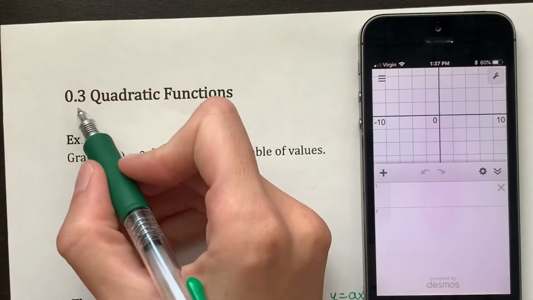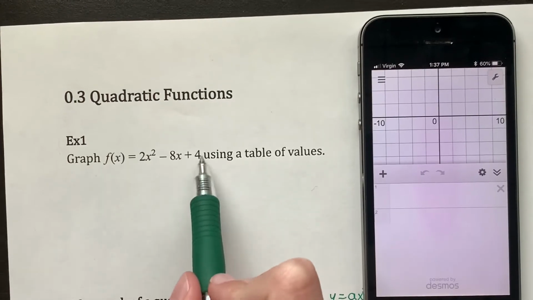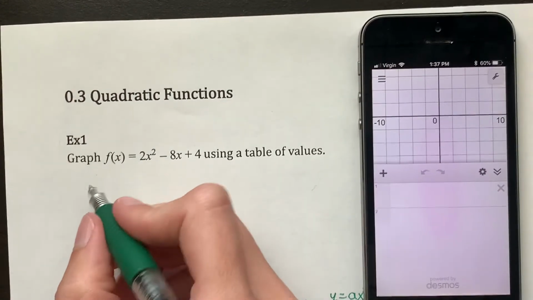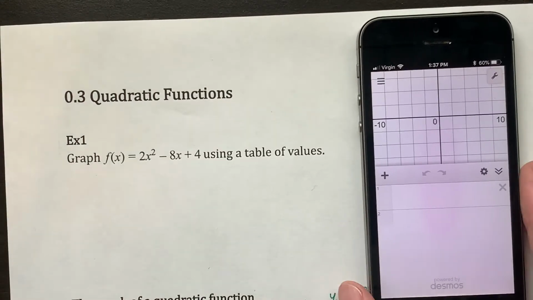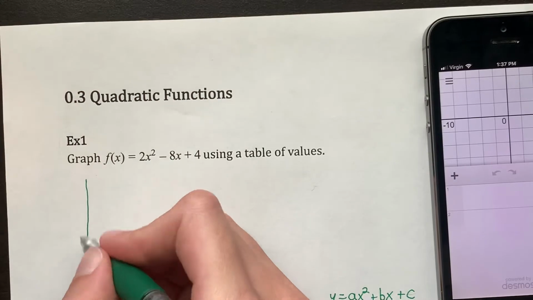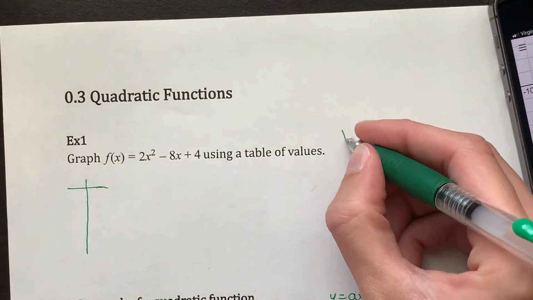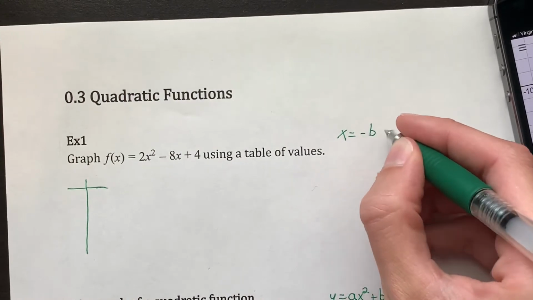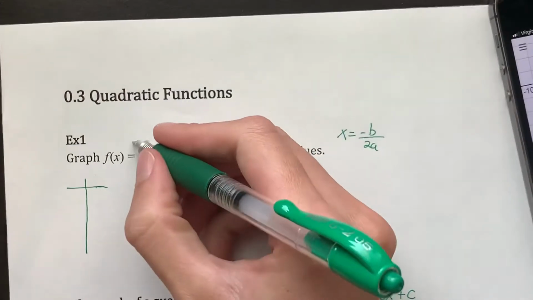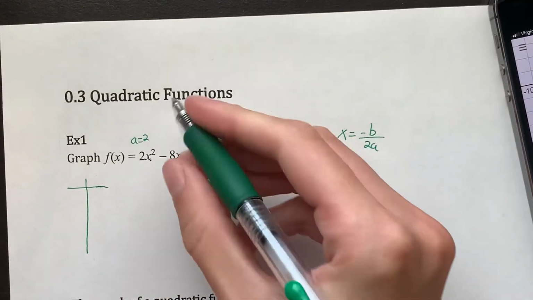So section 0.3 is called quadratic functions. And example 1 will say graph this equation using a table of values. So to start our table of values, we kind of want to figure out where should I even pick for my x values. The easiest way to do that is going to be to use x equals negative b over 2a, our axis of symmetry, where a is my first term, my first number, not the letters, not the variables.